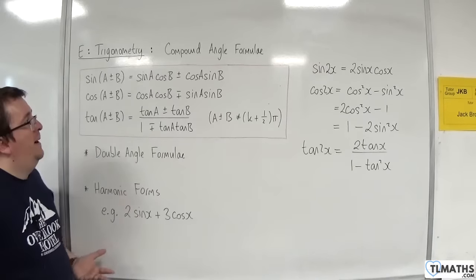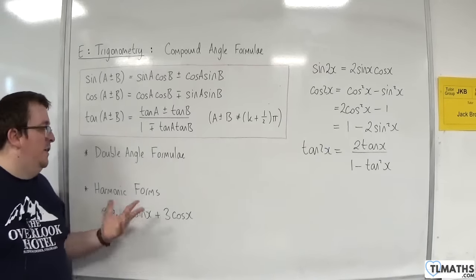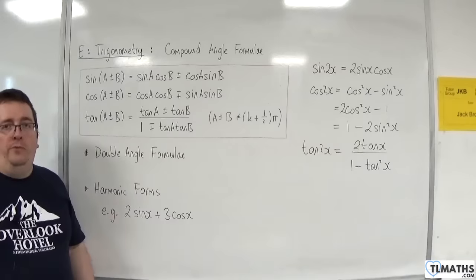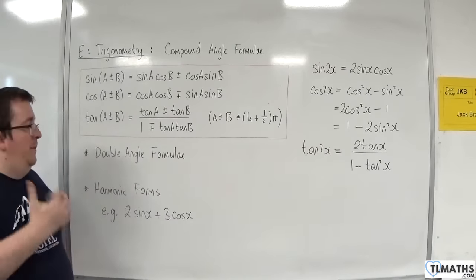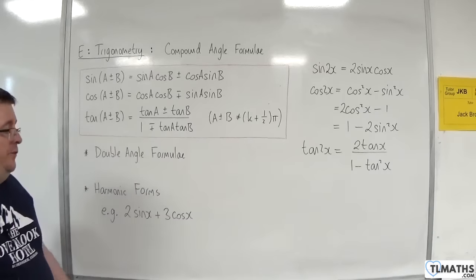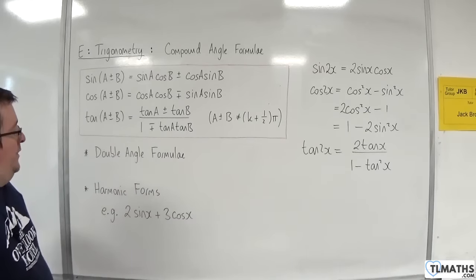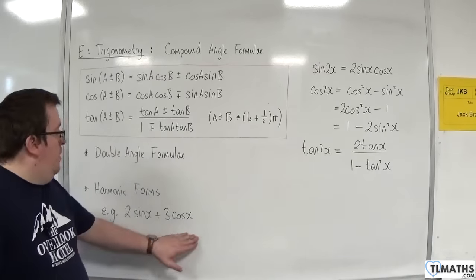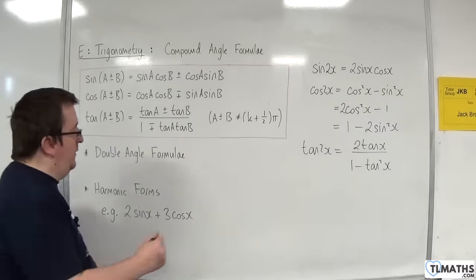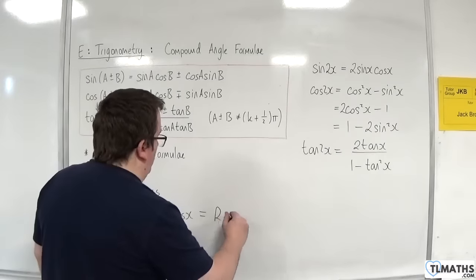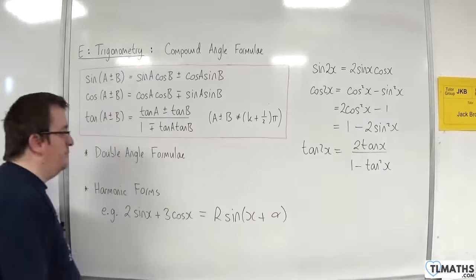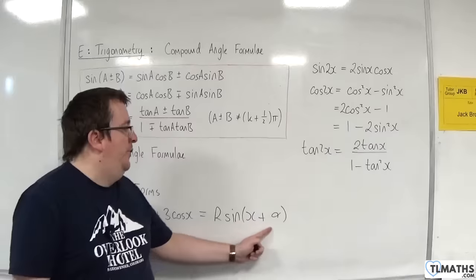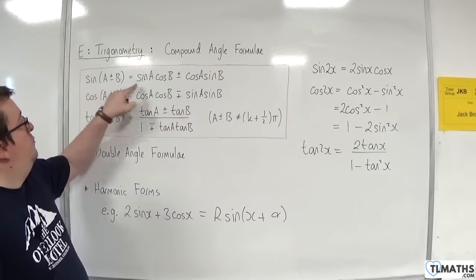Now, alongside compound angle formulae, it's also used within harmonic forms. So harmonic forms, otherwise referred to as equivalent forms, or just remembered as r sine theta plus alpha, r cosine theta plus alpha. So you can rewrite 2 sine x plus 3 cosine x in the form of r sine x plus alpha, for example. And then you can use the compound angle formula to break that apart.